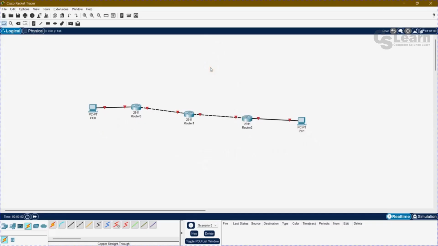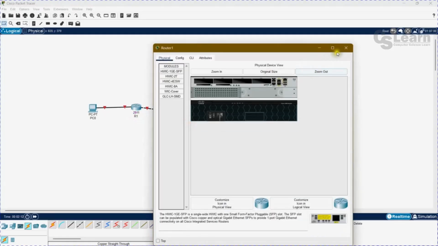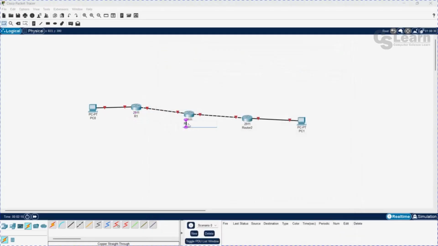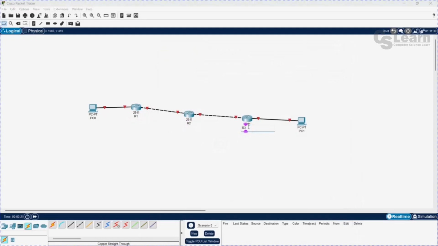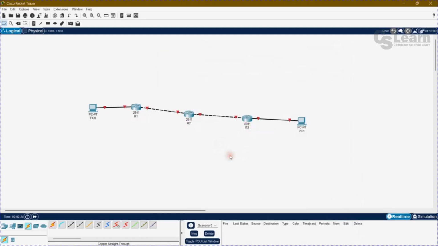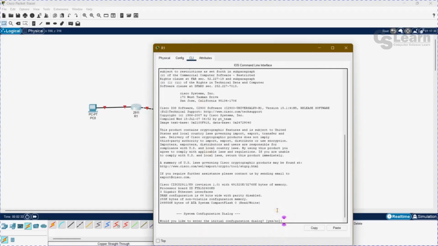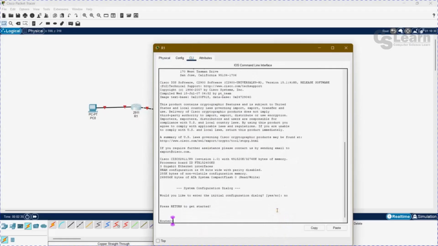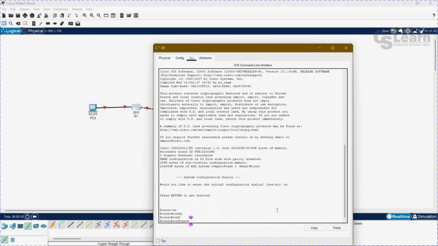Step by step I'm going to explain. First I'm going to configure the routers. Change the names of them: router 1, router 2, router 3, for understanding purposes. Right now go to configure router 1. Go to the CLI mode. First enable, then configure terminal.